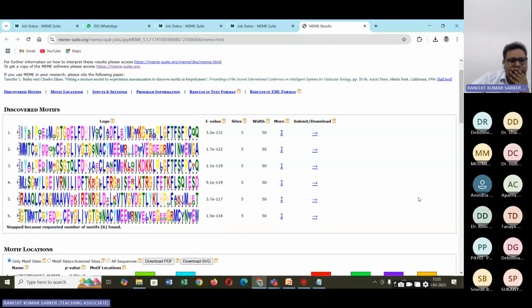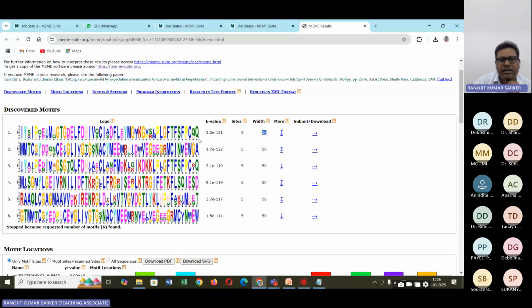this is the motif. As I said, we are searching for 6 motifs. You can see this is the logo of the motif, and this is the e-value. The sites, and the width, that means 50 sequences wide. These are the default values. If you want to increase or decrease the size of the motif, you can do that. I can submit the motif to another MEME Suite program, or we can download this one.